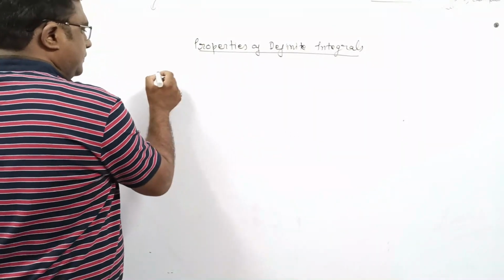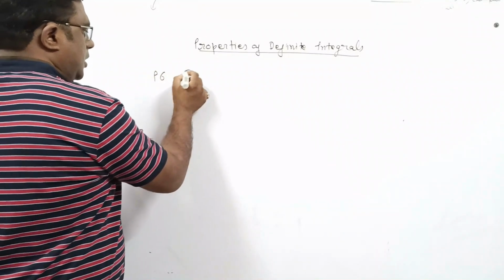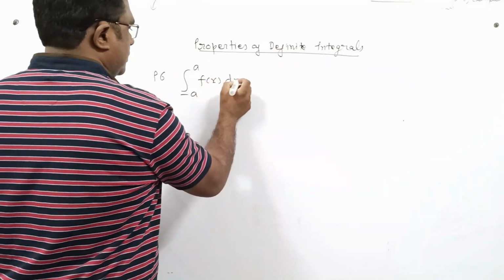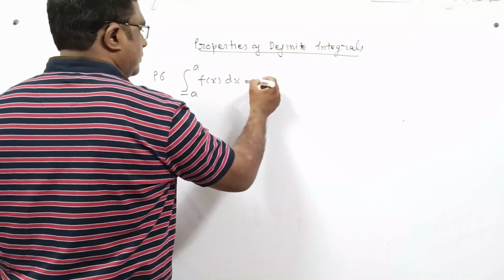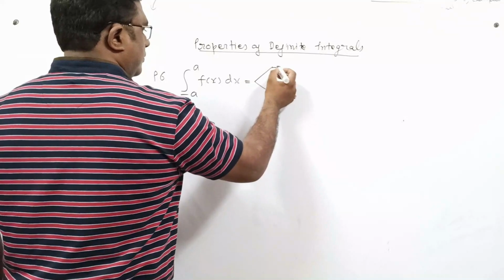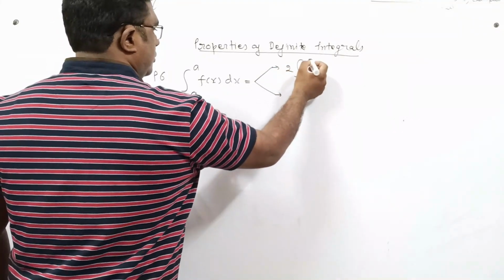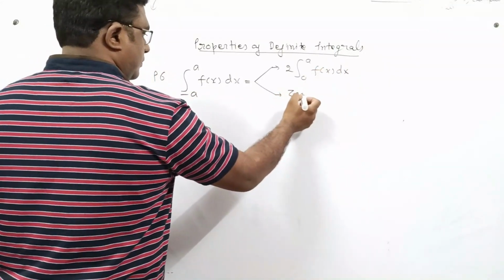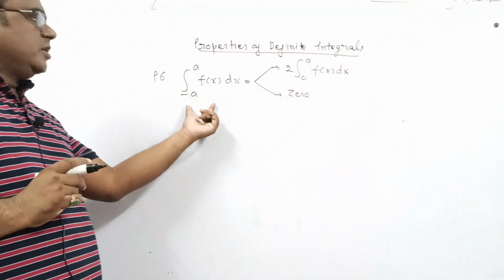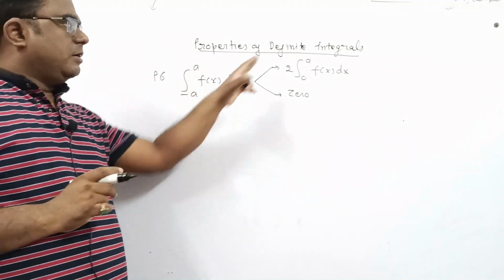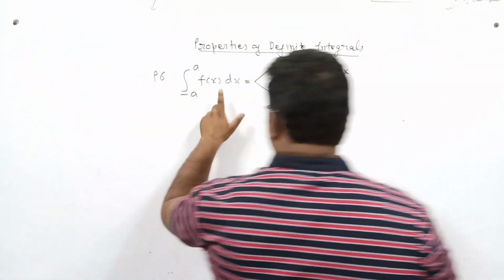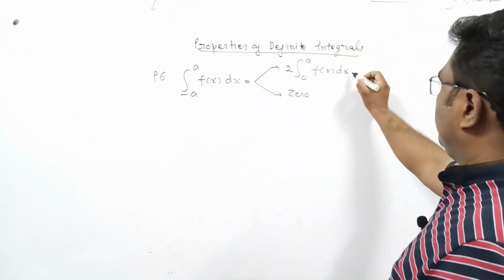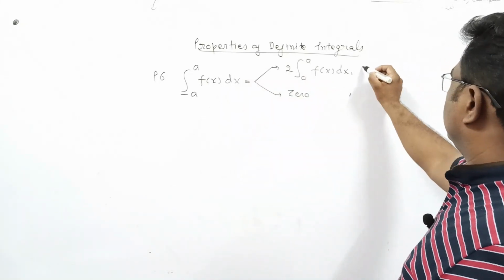Property number 6: the integral from minus a to a of f(x) dx is equal to 2 times the integral from 0 to a of f(x) dx. So the result of this integration is different under two cases. Its result may be this, and its result may also be 0, depending upon the situation.